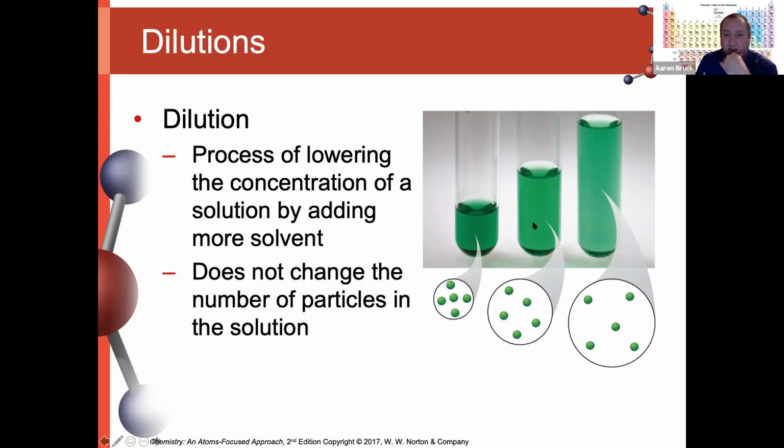And so we can see in this example here, let's imagine that we've got 5 particles per unit volume here in the dark green one. As we add water to it, we still have 5 particles, but notice now the 5 particles are getting spaced further and further apart. So the number of particles hasn't changed. What's changed is the space between them has changed and become more and more diffuse.